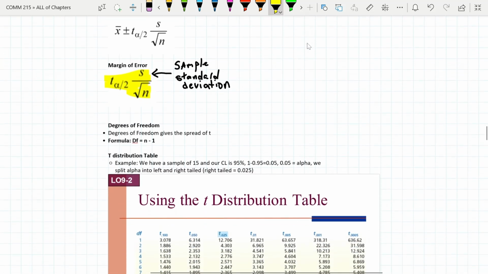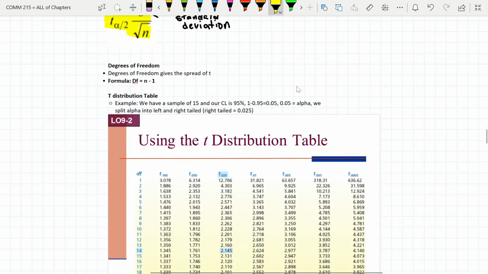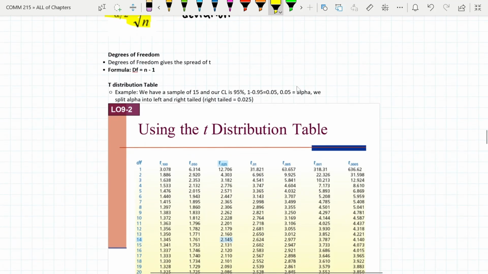And so, degrees of freedom. Here we're going to have degrees of freedom, and this gives the spread of our t-distribution. We can find degrees of freedom by doing n, which is our sample size, minus 1. And now I'm going to explain how to use a t-distribution table.